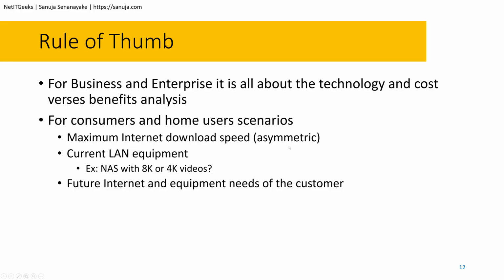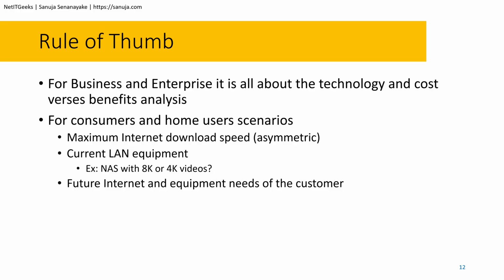Asymmetric means basically your download speed is faster than your upload speed. So all of us in North America probably have 100 megabits per second or gigabit per second download speed, but most of us have an upload speed of maybe a maximum of 50 megabits per second. The reason for that is that for the majority of internet applications, what really matters is the download speed, not the upload speed. So what we are looking at is asymmetric speed.